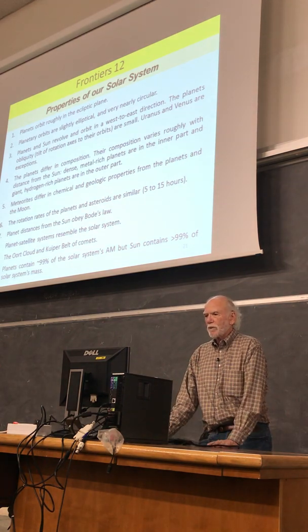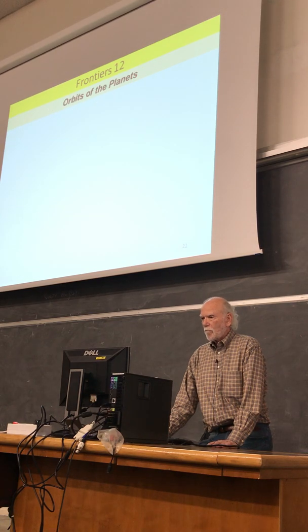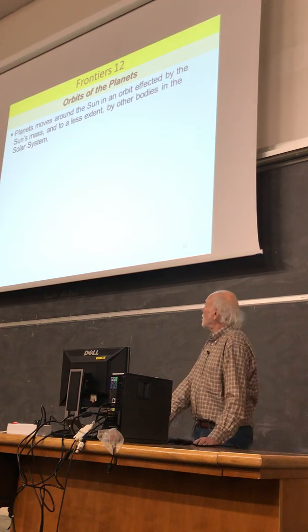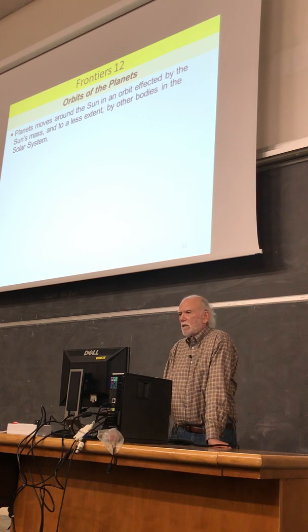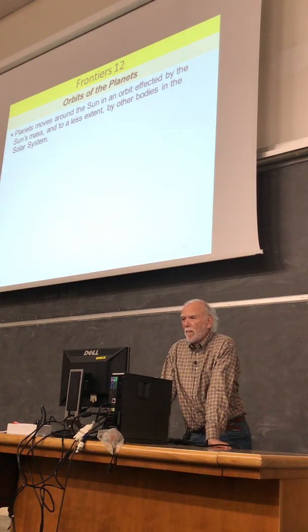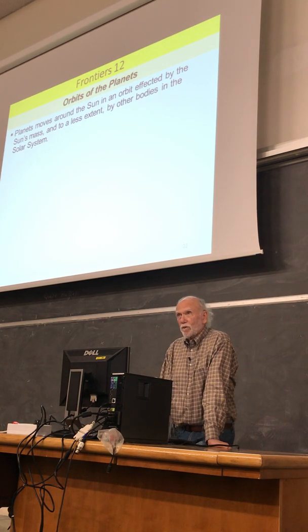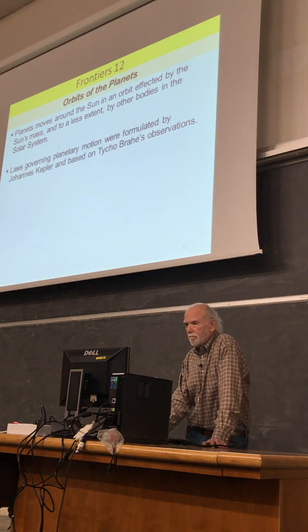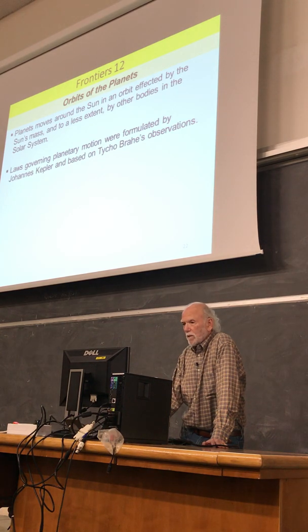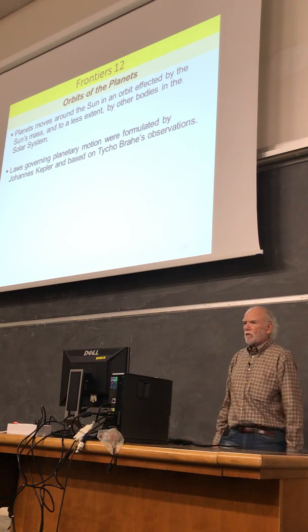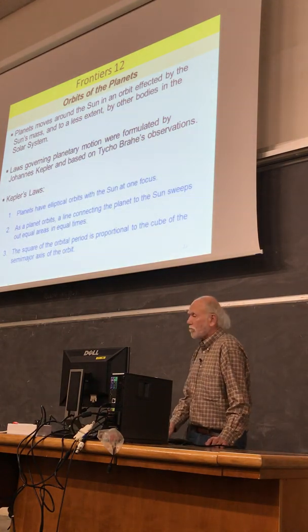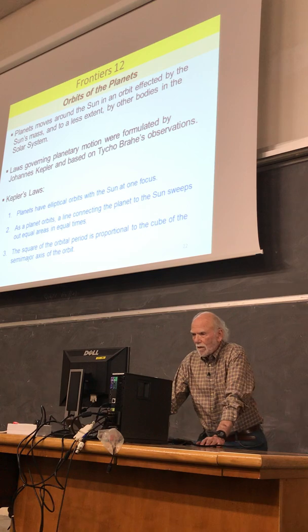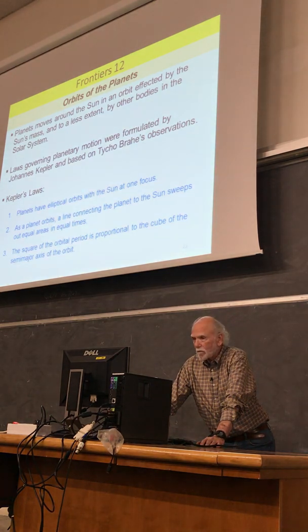I want to concentrate on this empirical formula, which let me get to. Okay. So planets move around the sun in an orbit that's affected by the sun's mass, and to a lesser extent by other bodies in the solar system. That seems obvious. The laws governing the planetary motion were formulated by Kepler, but they're based on Brahe's observations. And that brings us to Kepler's laws. So we've got 3 laws of Kepler's, which I want to review before I get to this phenomenon where we start having problems with Newton's theory.